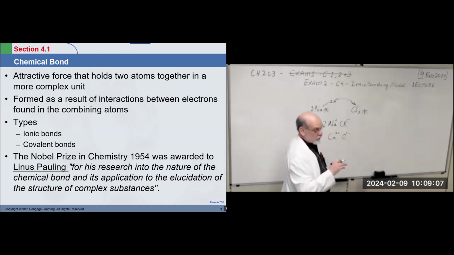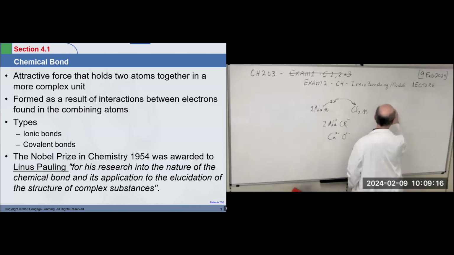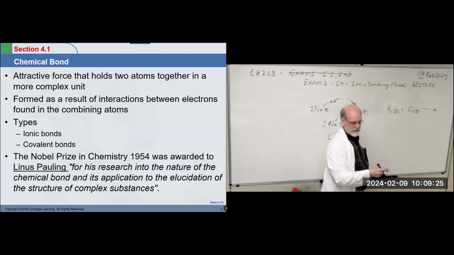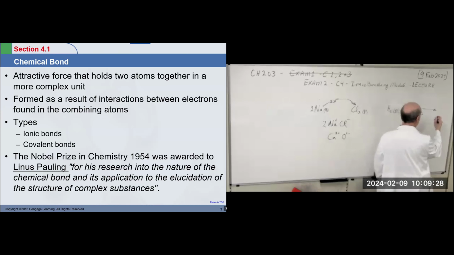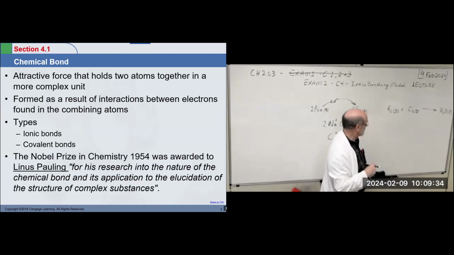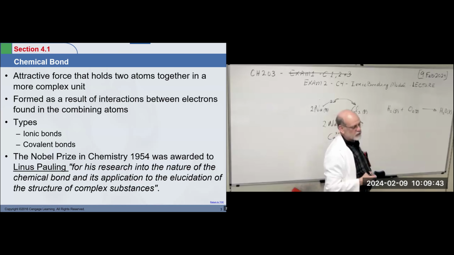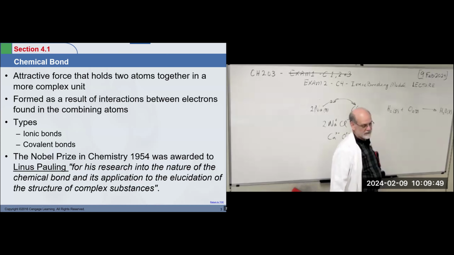But bonds can be formed between two nonmetals. So if we have, let's say, hydrogen gas and oxygen gas, and we give them a little push, like a spark, then they'll form water. These are both nonmetals. I mean, even though hydrogen's on the left side, we're treating it as a nonmetal, but hydrogen is unique. It's in its own universe.